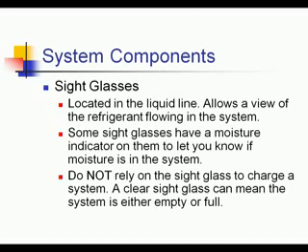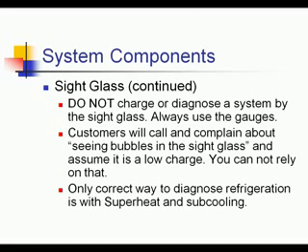Make sure you're aware of the direction arrow on most filter dryers. Most are not bidirectional. In other words, it matters where the arrow is pointing. Remember, the refrigerant is moving out of the condenser to the evaporator. That's the direction the arrow should be pointing.